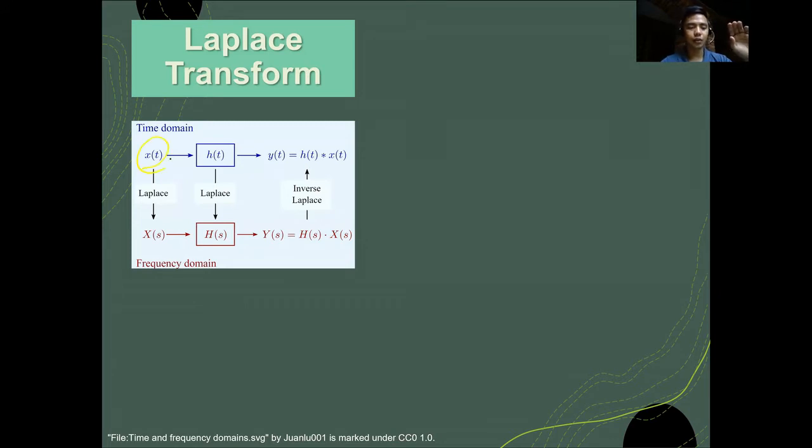So we transform that into the frequency domain and solve for the solution. And then when you get the solution in the frequency domain, you inverse it, you go back to the original domain. So that's the idea of the Laplace transform. You can think of it as another space.